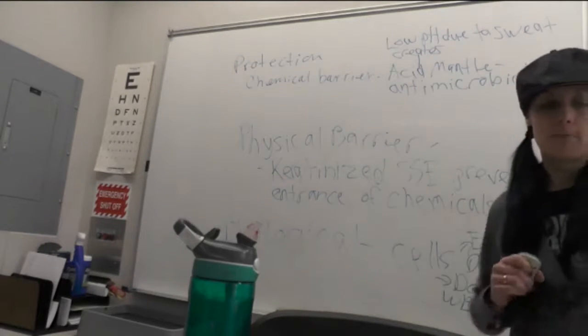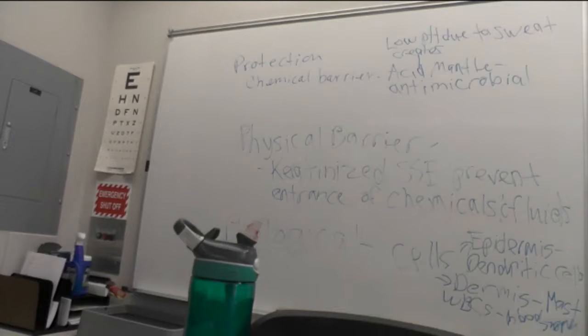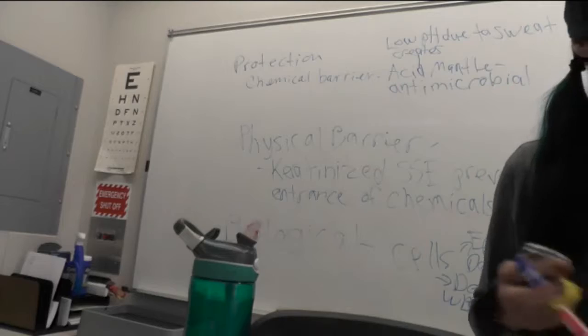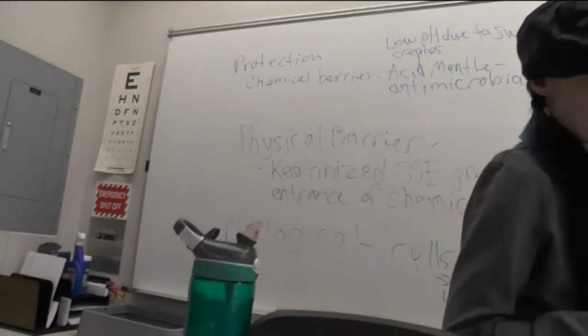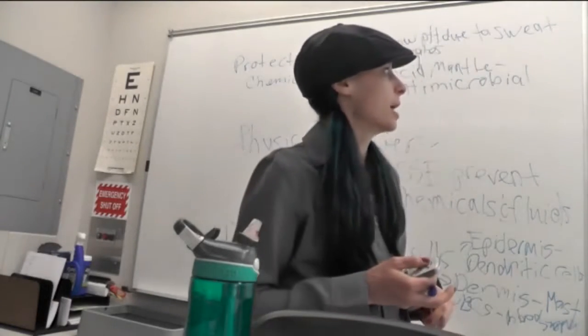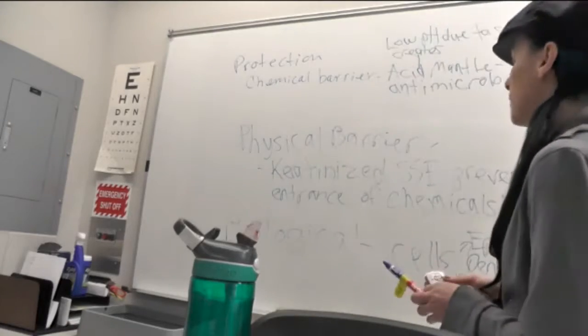The white blood cells can get in because the dermis has a blood supply. The epidermis doesn't have a blood supply, but the dermis does, so the white blood cells can get out of the blood and into your dermis to be fighting stuff. Okay, so those are the barriers that are provided.